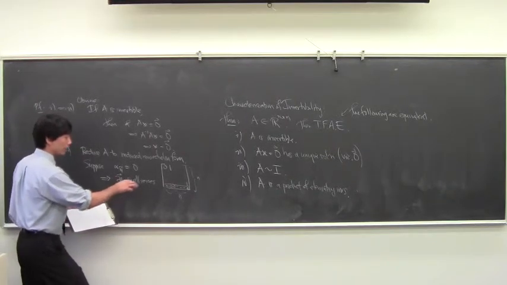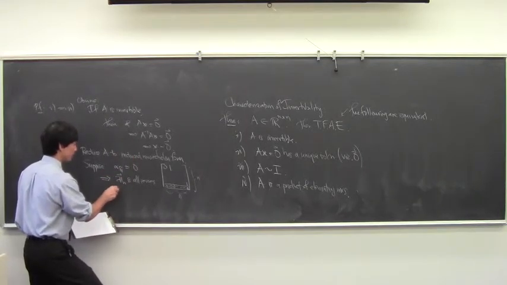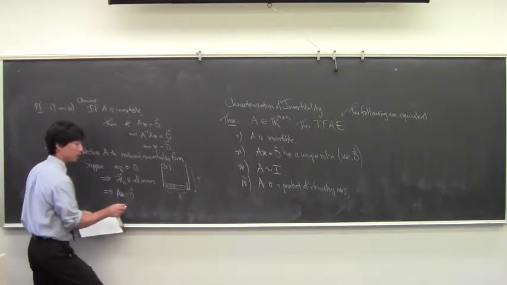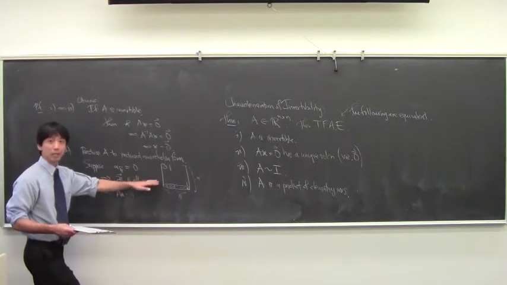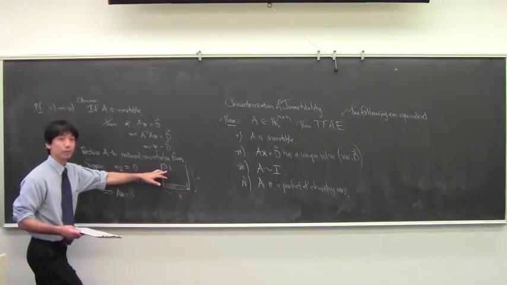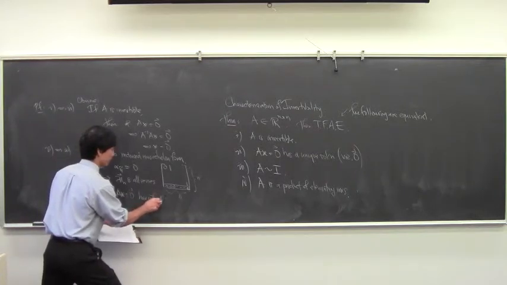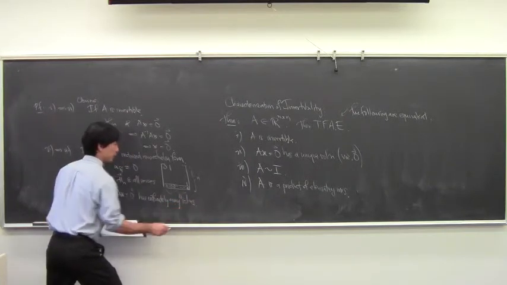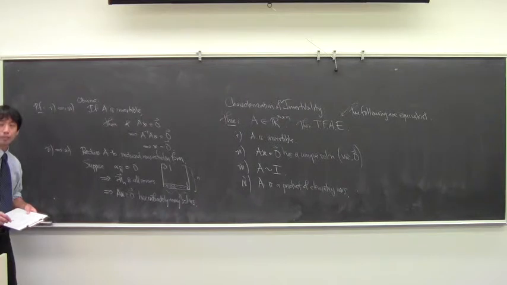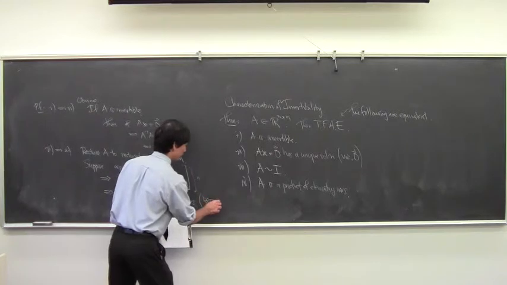But if that last row is all zeros, well then this homogeneous system has not only one solution, it'll have infinitely many solutions, right? Because you're going to have free variables then. It has infinitely many solutions because of the existence of free variables.